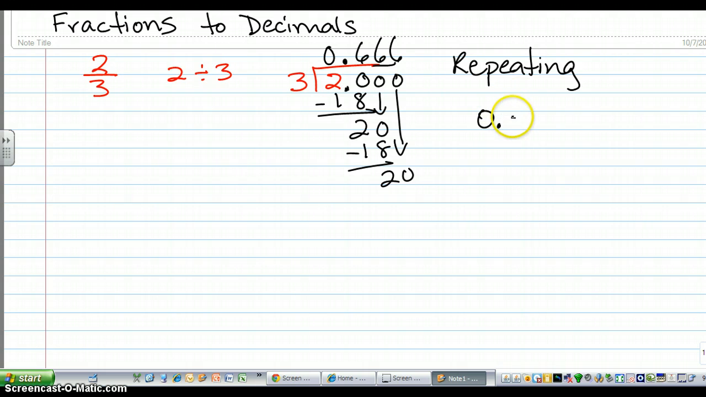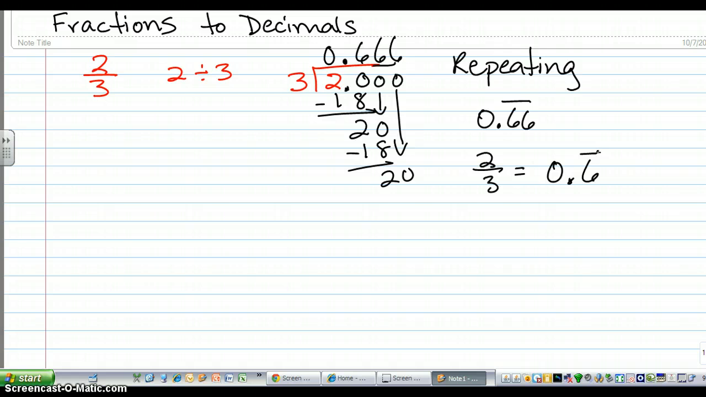You could say it's 0.66 repeating. Okay, so 2/3 is equal to 0.66 repeating. You can also put the bar over just one of the 6's. Either way is okay. Alright, well now I'm going to show you an even easier way to do it.